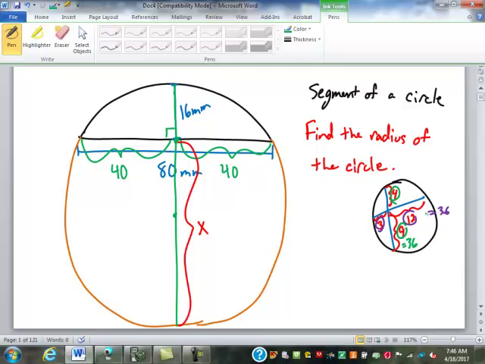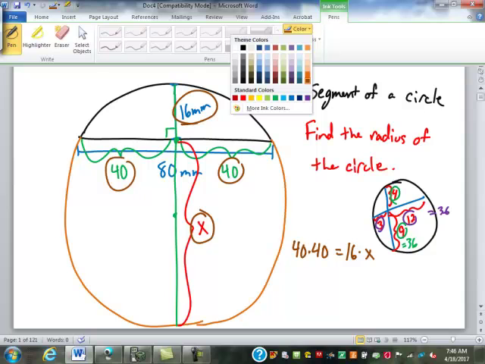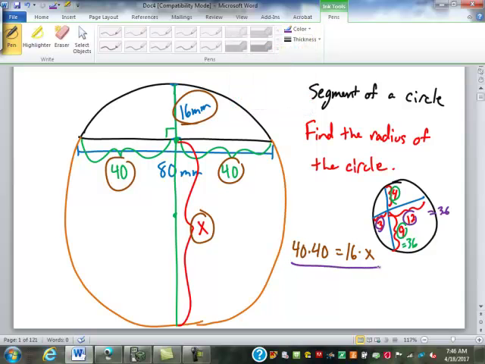So what that means up here, since I have two chords intersecting, this chord is cut into pieces of 40 and 40. So that's 40 times 40. This chord is cut into pieces of 16 and X. So I'm going to pause there. Questions on where that formula just came from?